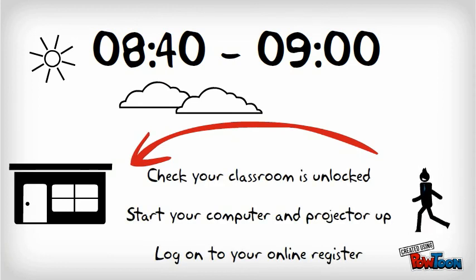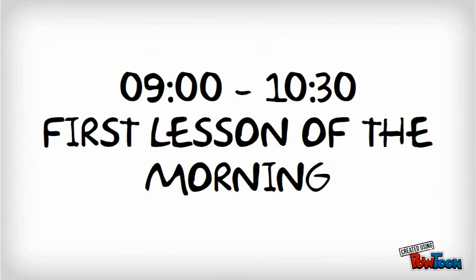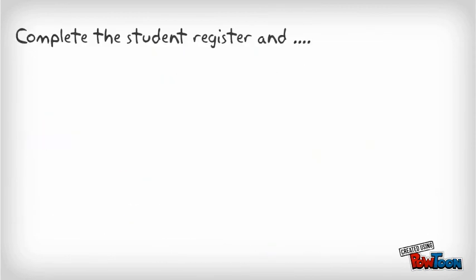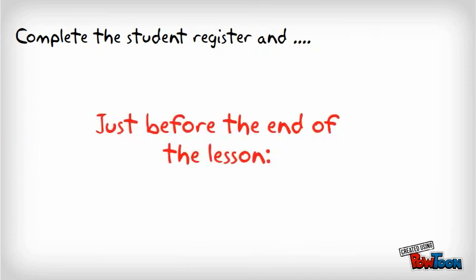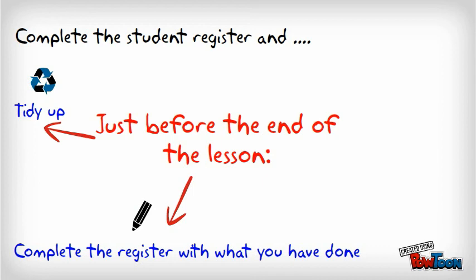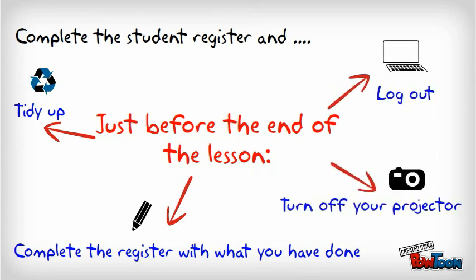Always give yourself time to check your classroom is unlocked, turn your computer and projector on, and log on to your online register. Well, you're ready to teach. First complete the student register to check for any absentees. Just before the end of the lesson, ask your students to tidy up while you fill in the box in the register with what you have just done. Log out of your Gmail account and turn your projector off.